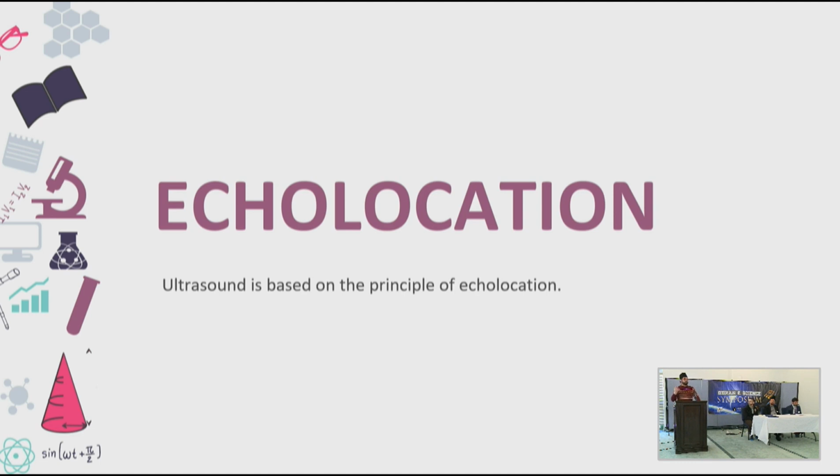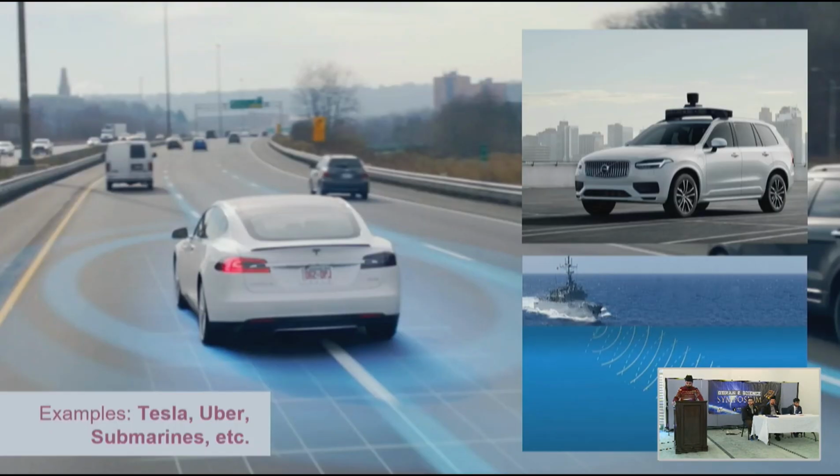So what's the physical phenomena or the principle behind ultrasound? It's echolocation. Ultrasound is primarily based on the principle of echolocation. And echolocation means it's used to detect the location of objects by reflected sound waves. So current applications of echolocation include the self-driving capabilities in our cars, such as Tesla or Uber. Also, it is predominantly found in military technologies such as sonar and radars as well.